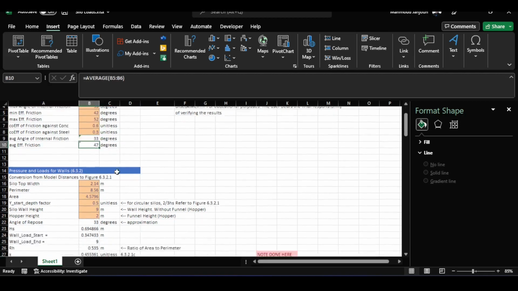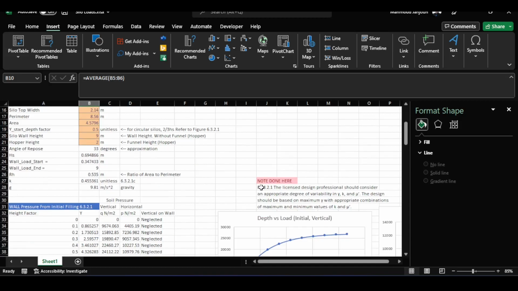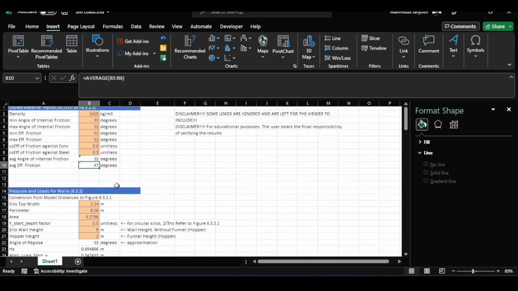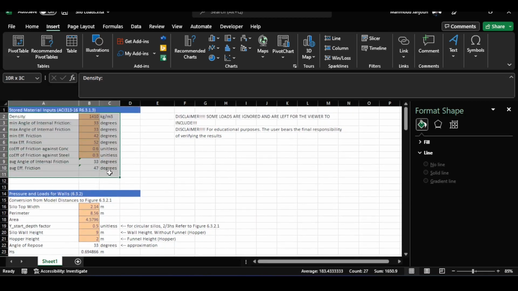This is, however, an approximation because the code says, in the commentary 6.3.2.1, that the design professional should consider the appropriate degree of variability in all of those things. You should check out a variation between the maximum and the minimum of all those cases and get the maximum loads on the walls and the hopper. All right, so with that being said, these are my characteristics for the stored material.